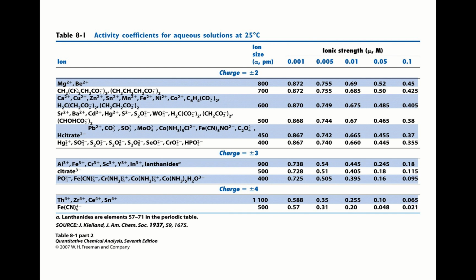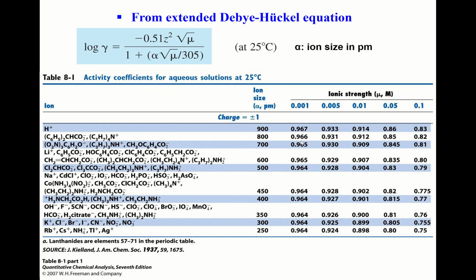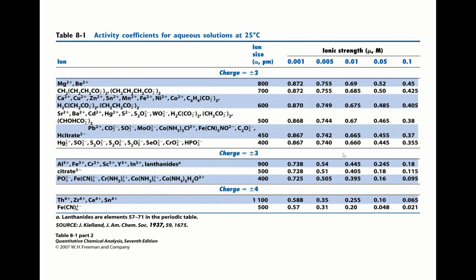For example, the magnesium and beryllium ions. The ion size is around 800 picometers, and under the same concentration, 0.001 molar, the ion activity coefficient is only 0.872. But for the monovalent ion, it is very close to unity. So here we know that this activity coefficient depends not on ion size, but on the ionic charges.